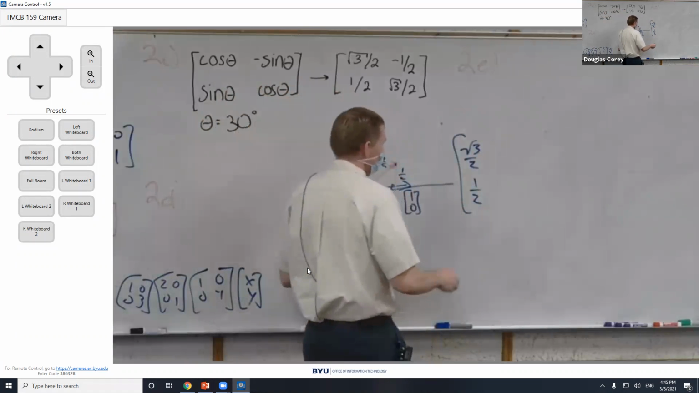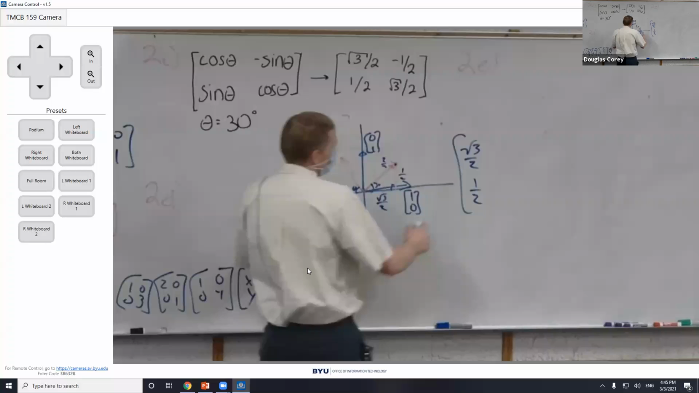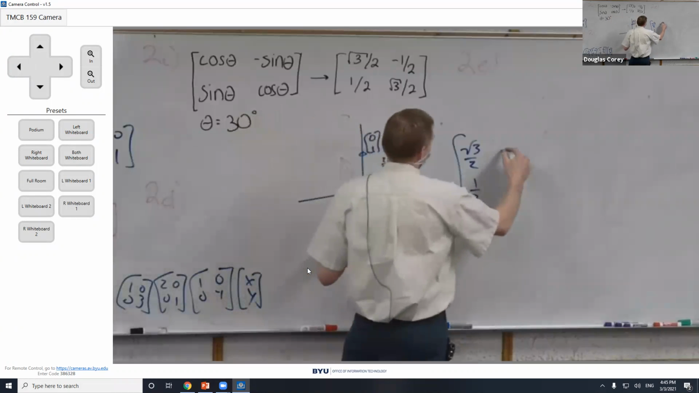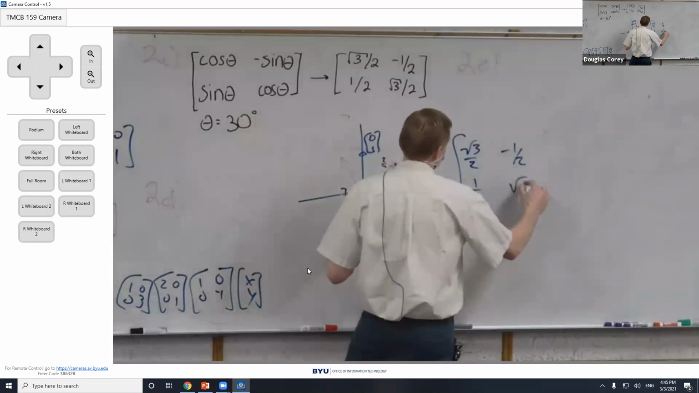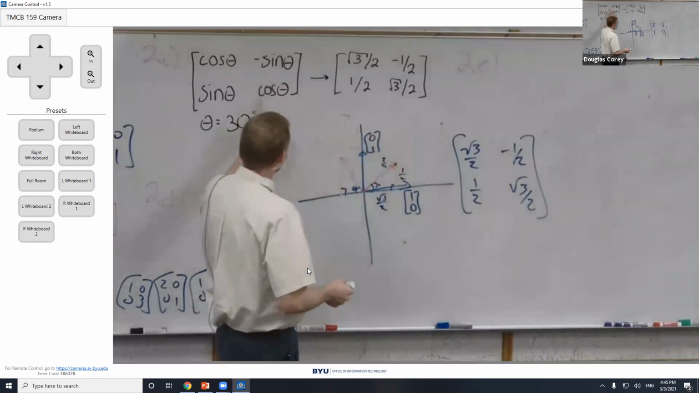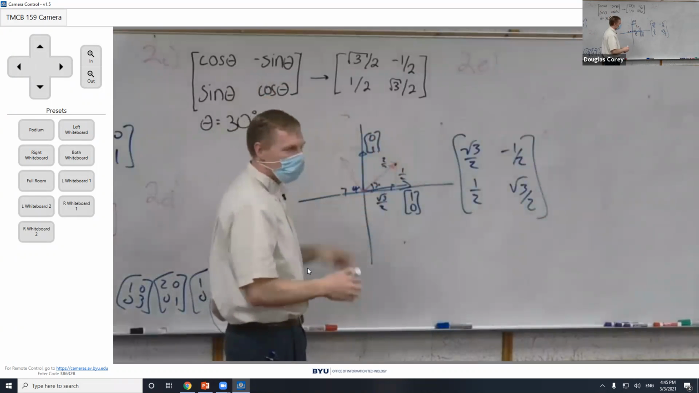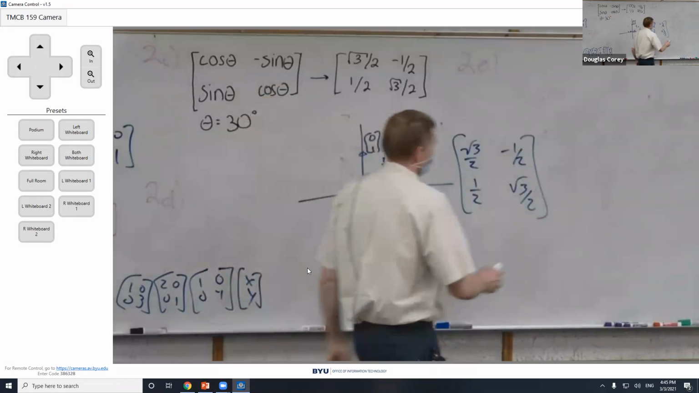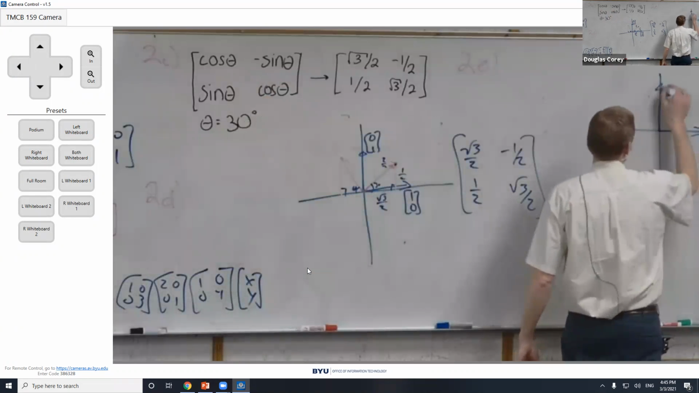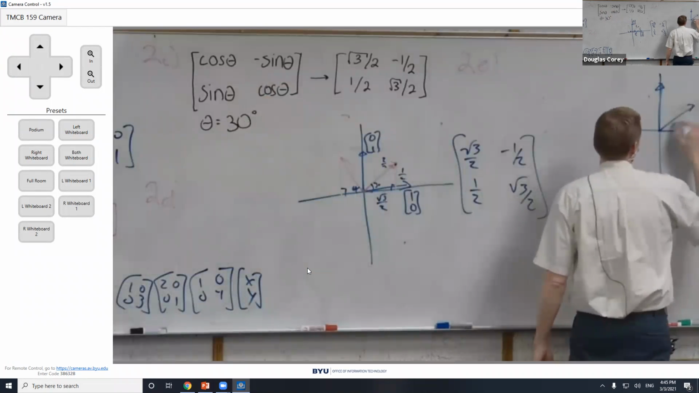Just like this. And then how about this one? I can figure out what that is. I'm not going to take the time to go through it, but it's the same idea. And where does this come from? It comes from exactly doing this with an unknown angle. So just take your two basis vectors and rotate them an arbitrary angle.